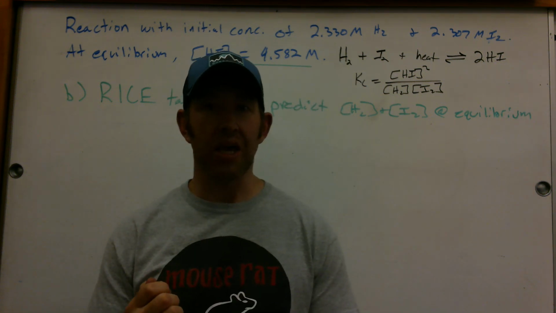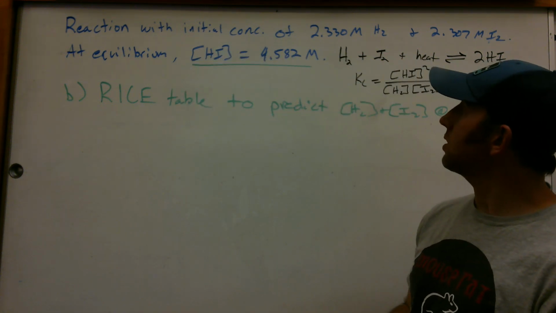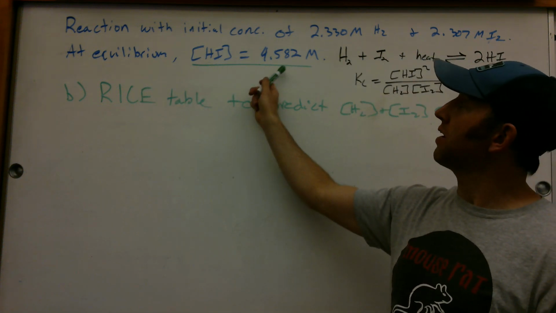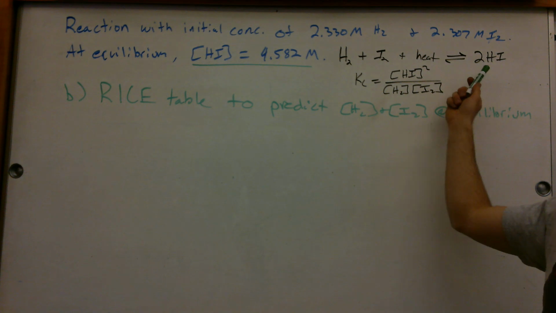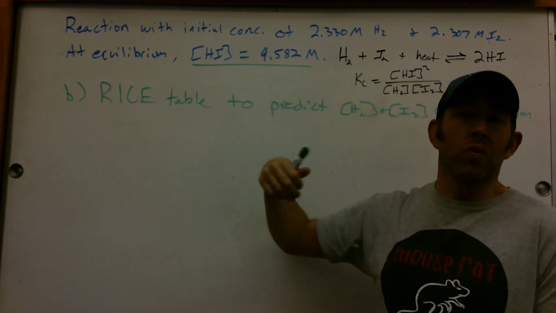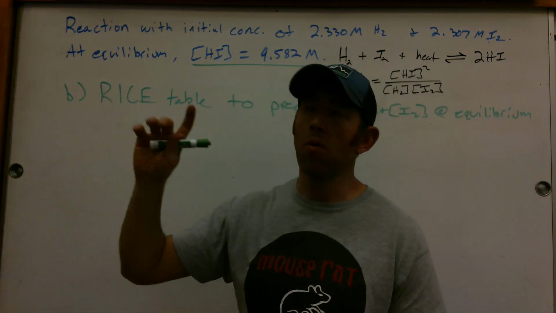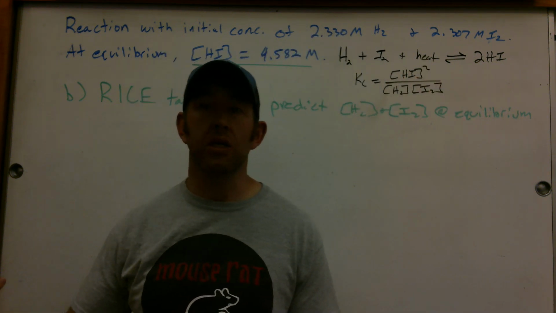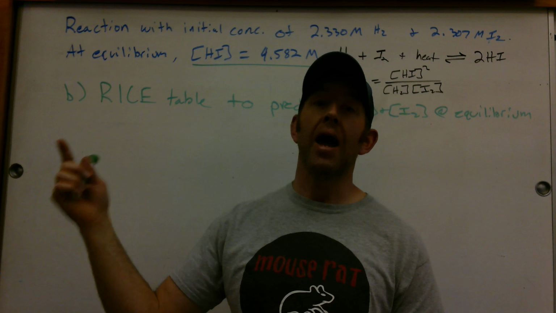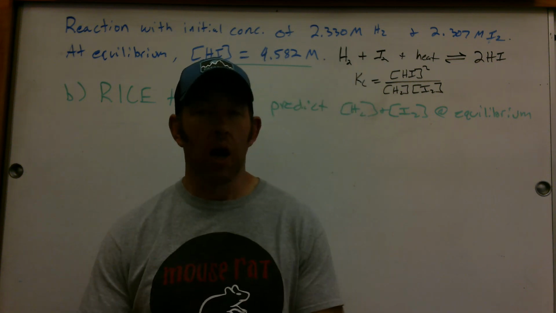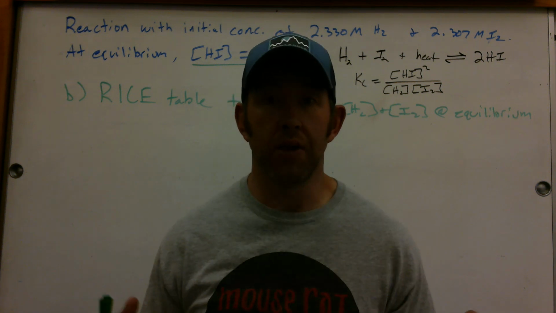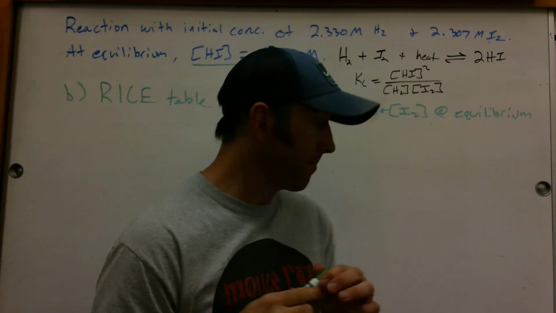So in this case, because we do know the molarity of our product, hydrogen iodide, at equilibrium, we can use that information and what we know about our mole ratios to predict the molarity of our reactants at equilibrium. And we're going to use a RICE table because it simply helps us organize the pertinent information, okay?